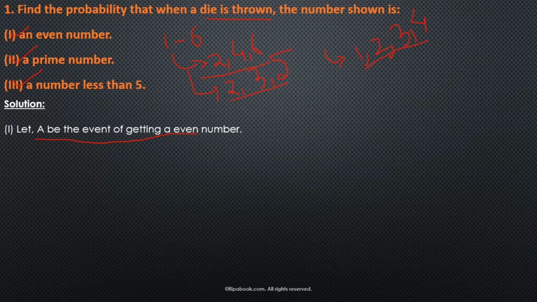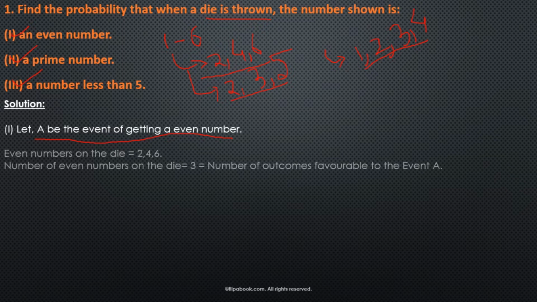This is a usual portion. You have to assume, as the name of the event is not given, let A be the event of getting an even number. So what are the even numbers? You just list them here, as we have already discussed. These are 2, 4 and 6. How many numbers are there? 1, 2, 3. So there are 3 even numbers, and these 3 outcomes are favorable to event A, because if any of these 3 numbers come up after rolling the die, then we are getting an even number, which is our condition to be fulfilled.